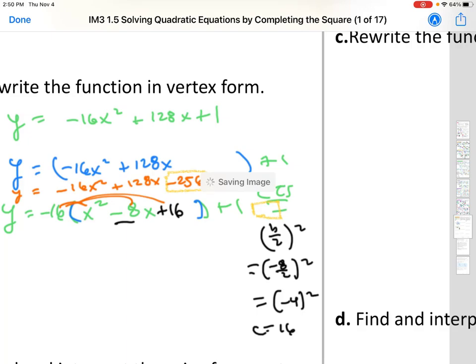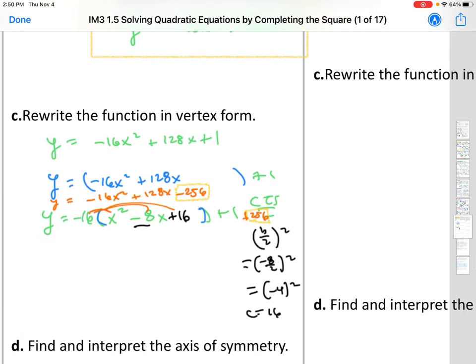Saving image. Okay, so come on, saving image, please. Patience is a virtue.